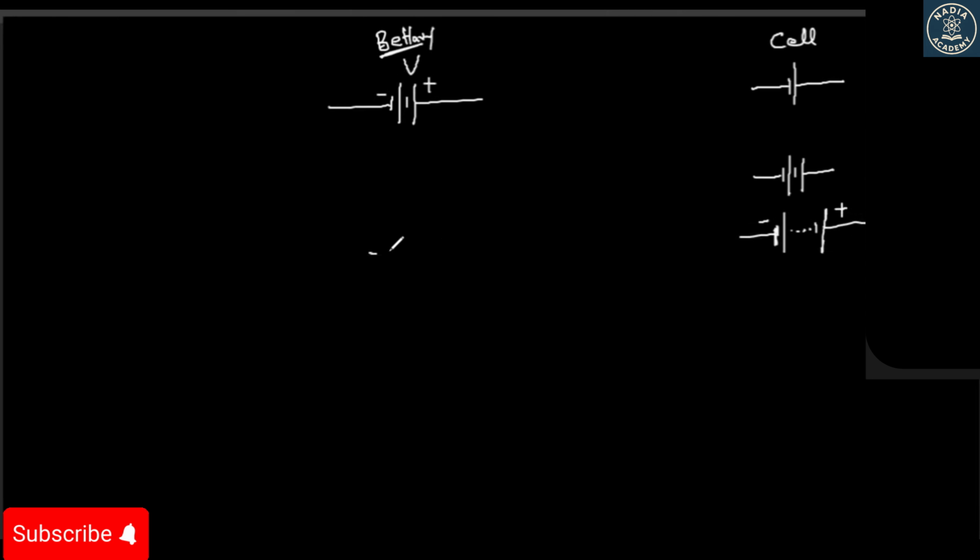Now what I have here is a rectangular block and again these two wires. What does it mean? This means resistor. This is a resistor. A resistor is an element which will provide resistance in the flow of current.